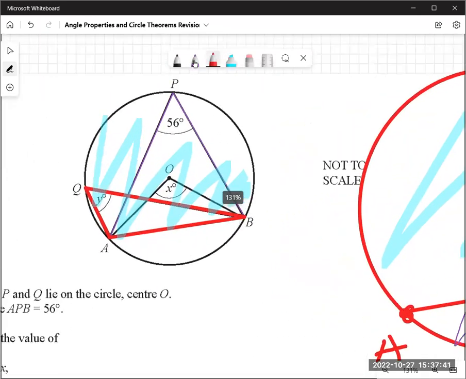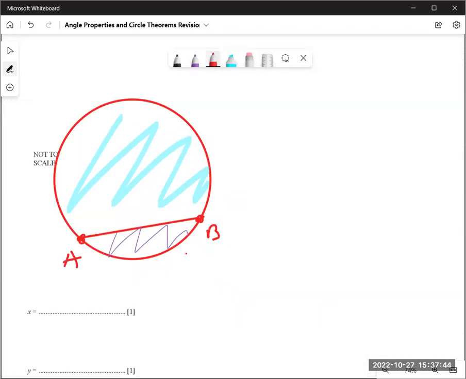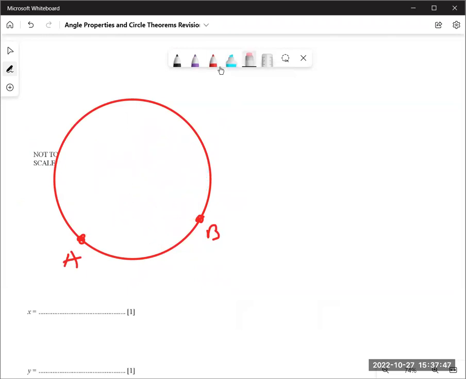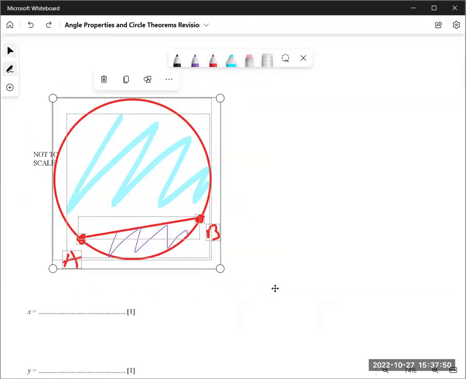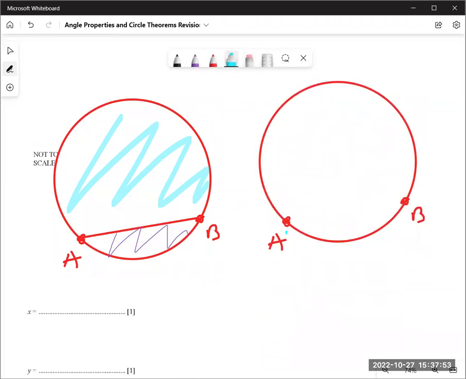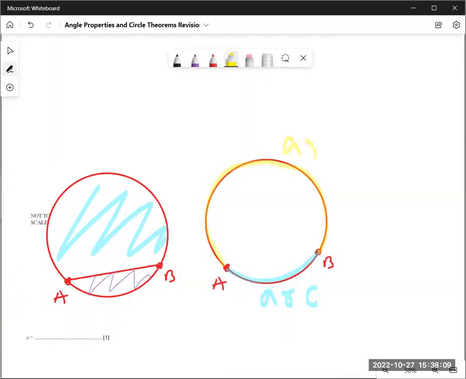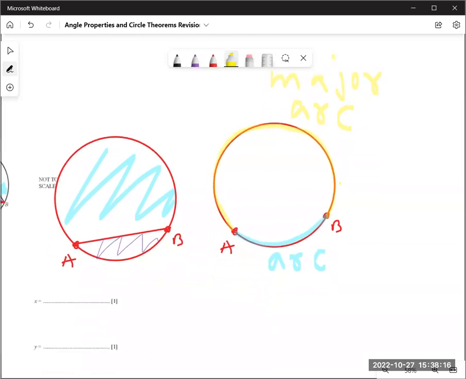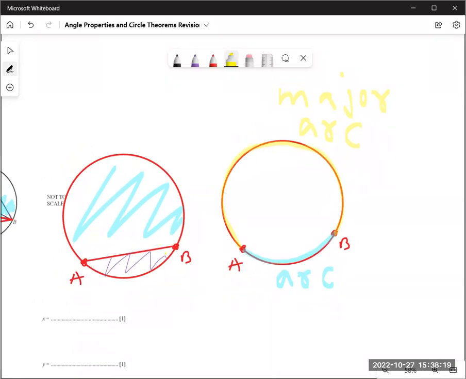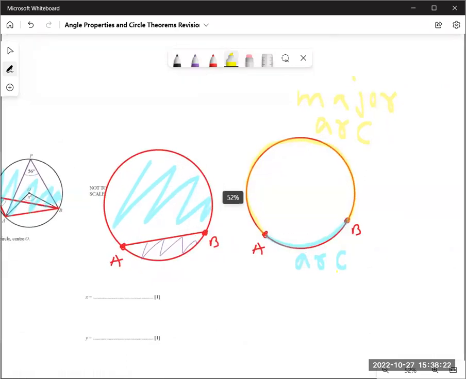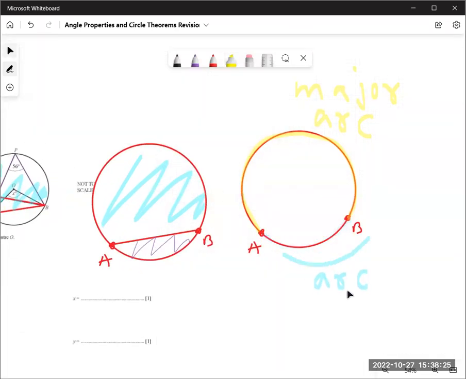Because they have the same arc, what is the meaning of an arc? If I have 2 points on a circle like this, this part is called the arc, and this part, the top part, is also called an arc. We get 2 arcs when we make 2 points, A and B. One of them is the bigger arc, which we call the major arc. Everyone write this in your notebook, draw it. This part is the major arc, and this is called the minor arc.